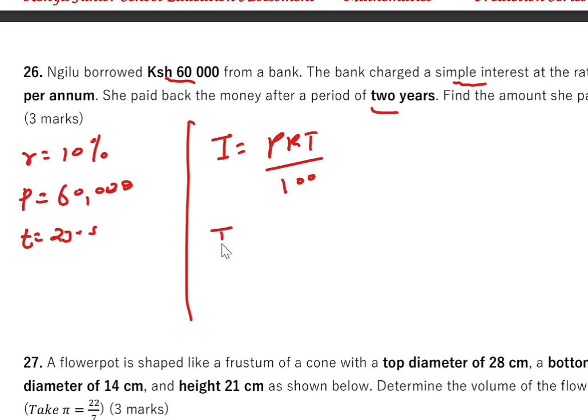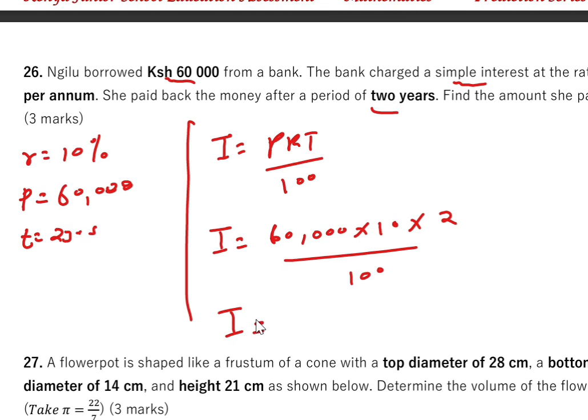To get the interest first, because this is simple interest, it is the principal, 60,000, multiplied by the rate, 10%, multiplied by the time, 2 years, divided by 100. So we multiply 60,000 times 10 times 2 divided by 100, and the interest is 12,000 shillings.